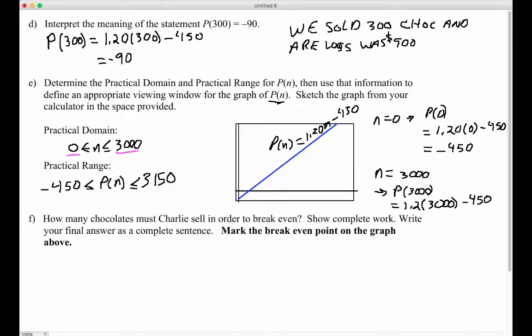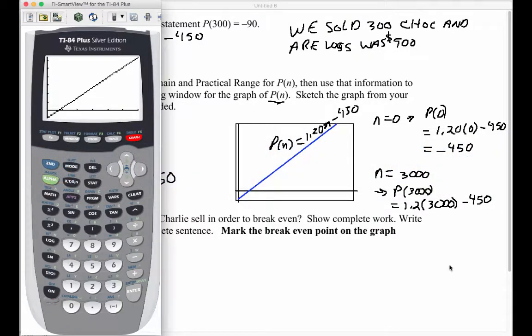Let me back up for just a minute. I did skip a step there. I forgot to show you that I actually entered that into my y equals menu here. So you got to put the 1.2x minus 450 into y1 in order to be able to get that graph going there. Sorry about that. I should have mentioned that before I actually did the windows, but you know.